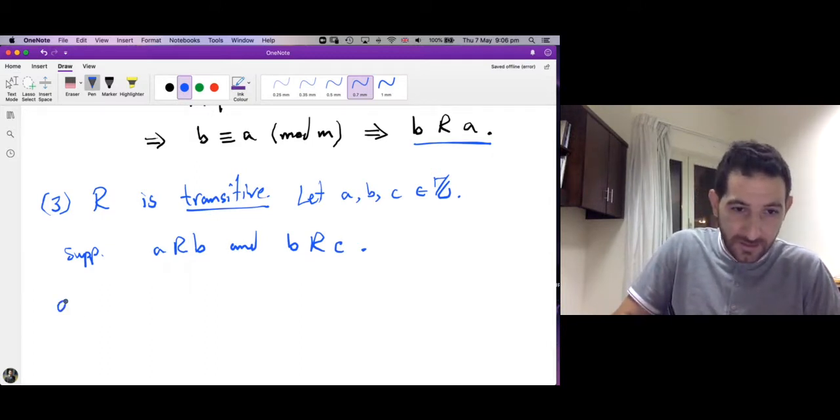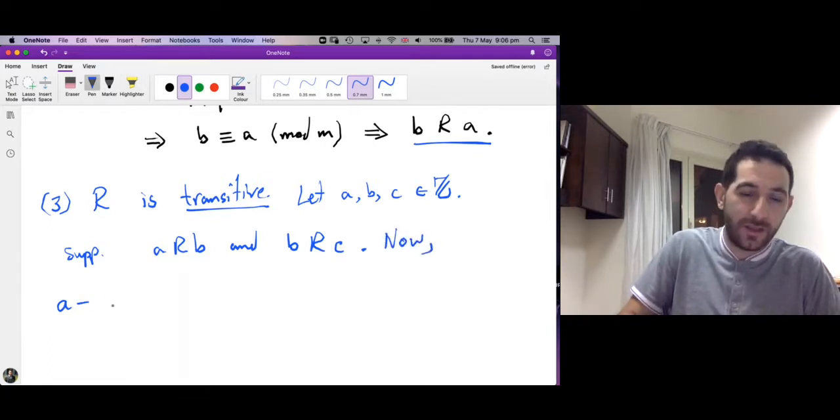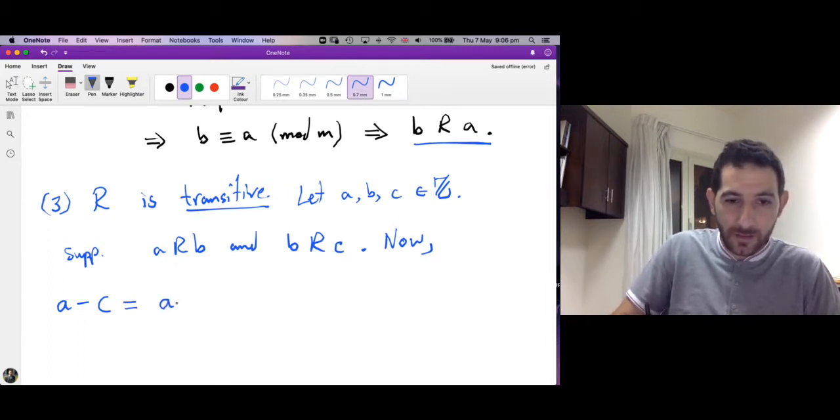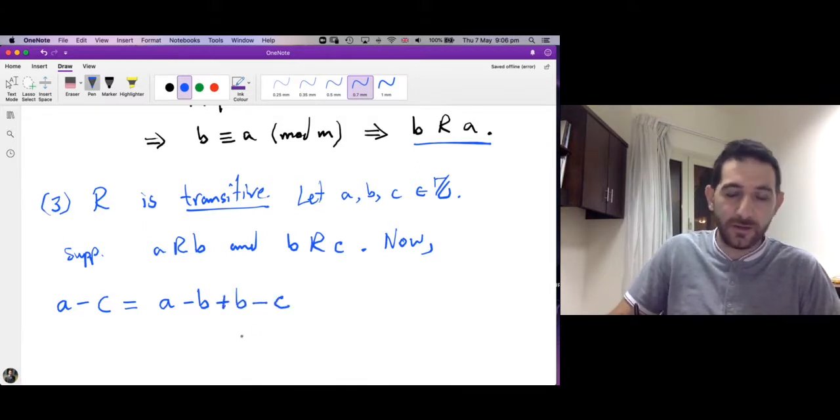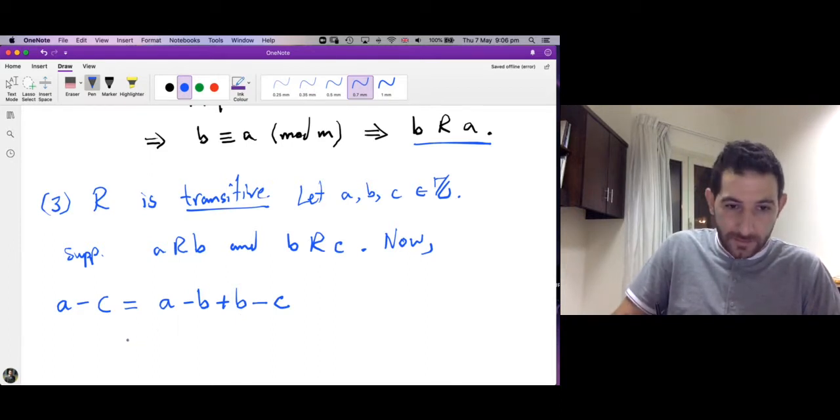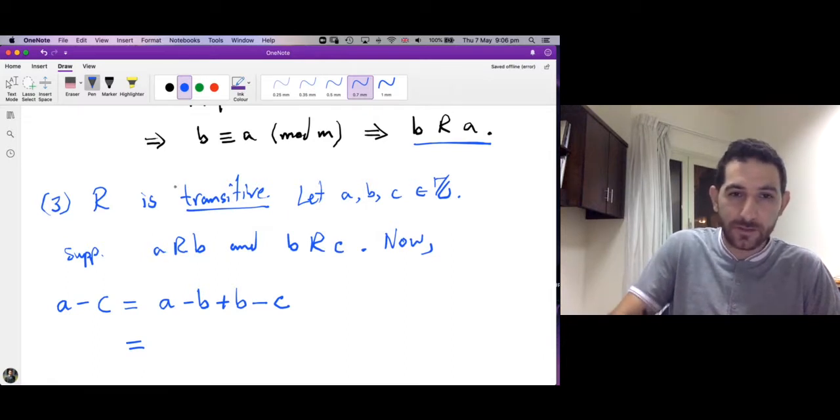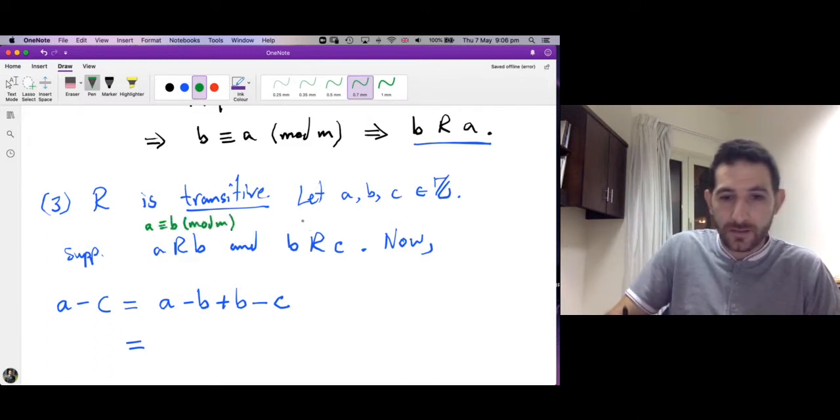So let's now consider the following. A minus C is equal to A minus B plus B minus C. Do you agree? We just subtracted B and added B. Now, what do you know? Since A is related to B, what does this mean? That A is congruent to B mod M. And this means that B is congruent to C mod M.